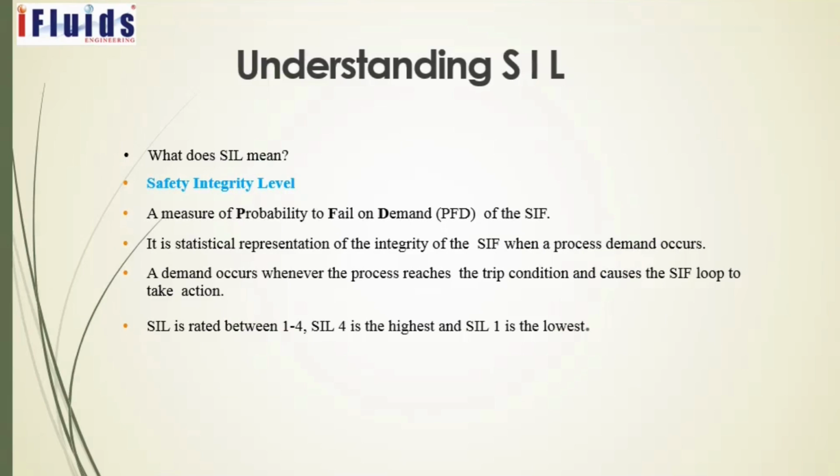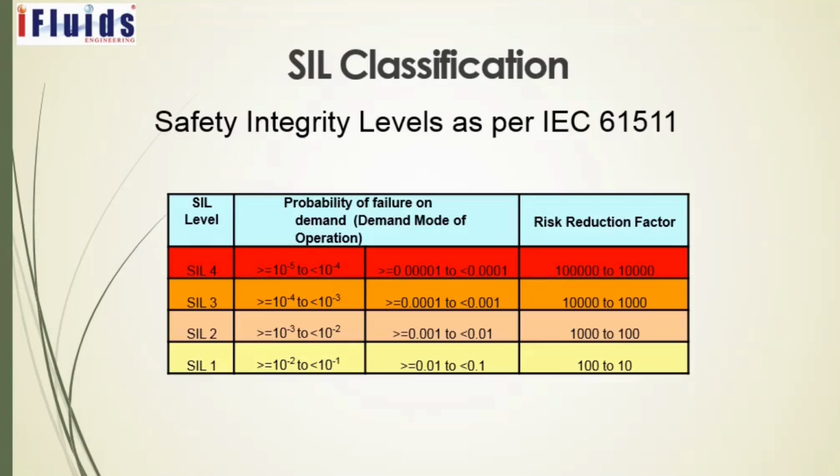So SIL is rated between 1 to 4. It is a number. SIL 4 is the highest and SIL 1 is the lowest. So SIL 1 is the safest and you can say SIL 4 is more unsafe. So SIL classification, integrity levels as per the IEC standards. SIL level 4, I said, is a high risk. So probability of failure on demand could be more.